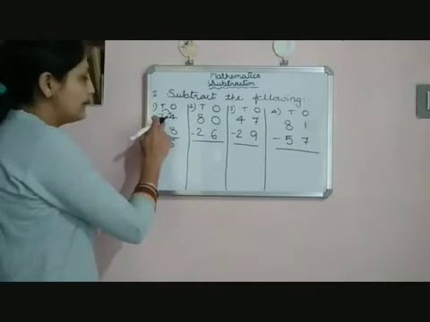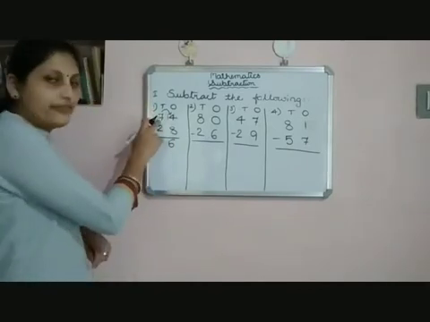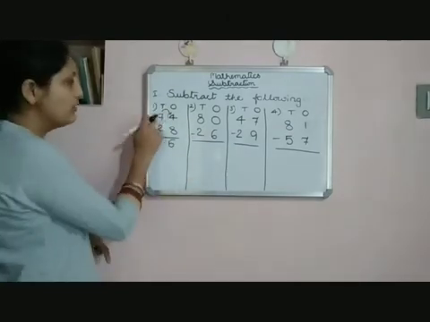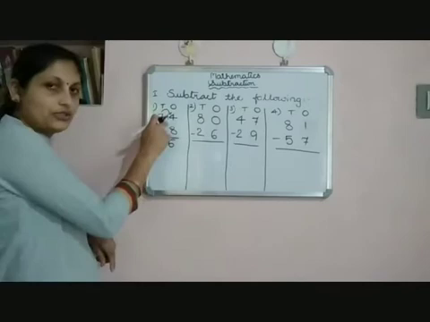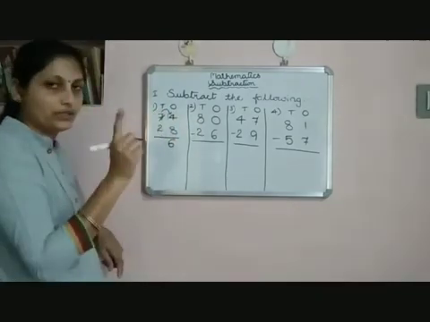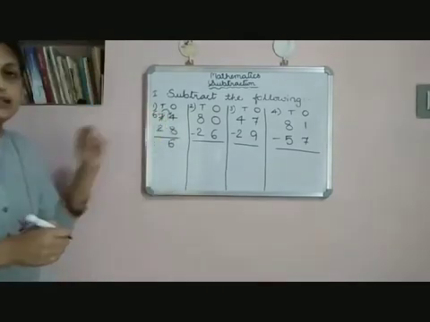Now subtract the tens. So in the tens column you are having 7 here. But from this 7 you have given 1 to the ones column. This arrow mark shows that you have given 1 from here. So you have to less 1 here. So 7 minus 1 is 6. Strike out 7 and write 6 here.